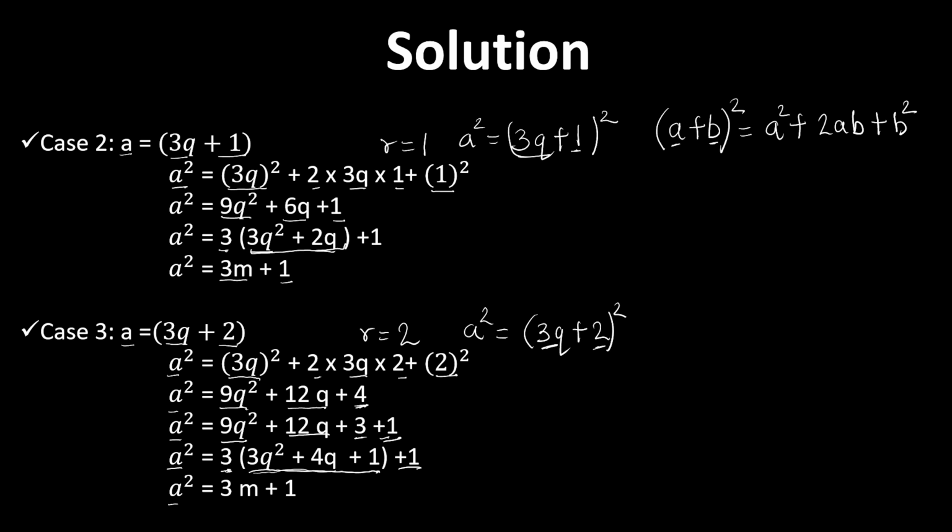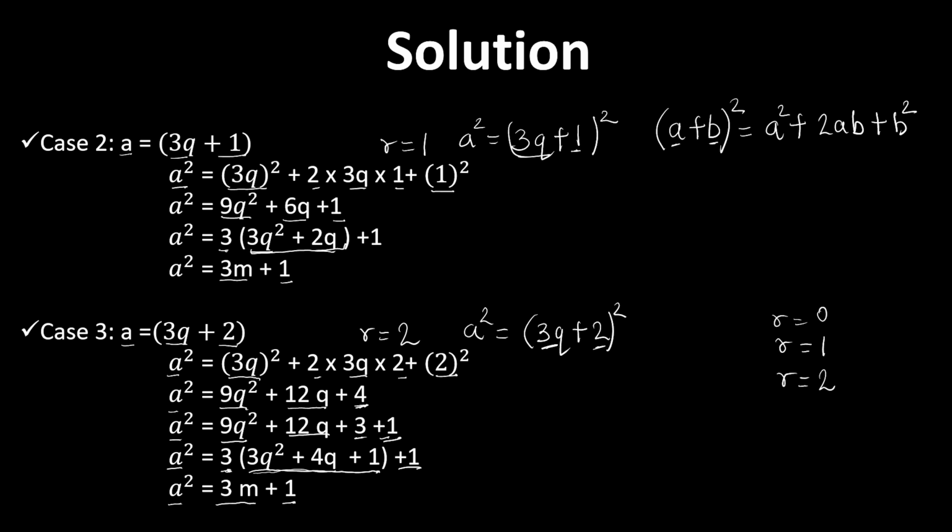Finally, we will be writing a square is equal to 3m plus 1, where m value is 3q square plus 4q plus 1. So these were all the 3 cases where we considered remainder to be equal to 0 in the first case. In the second case, we considered remainder to be equal to 1. And in the third case, we considered remainder to be equal to 2.